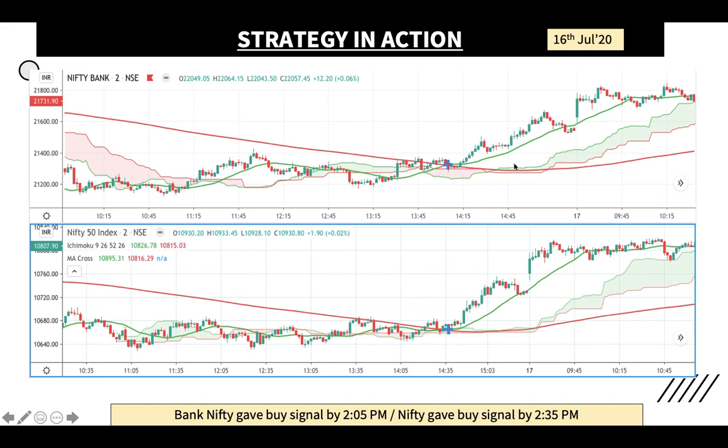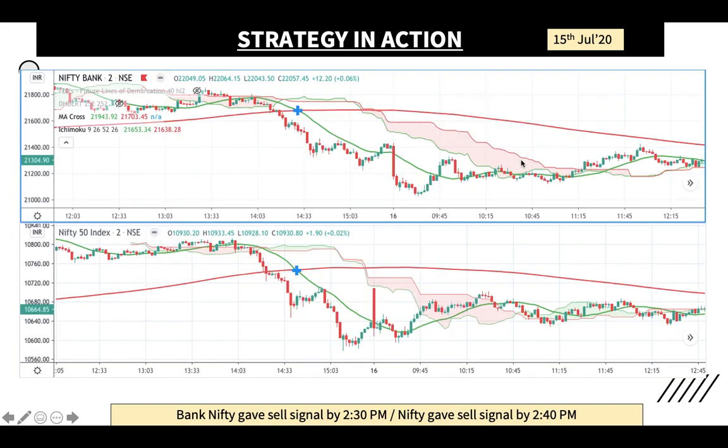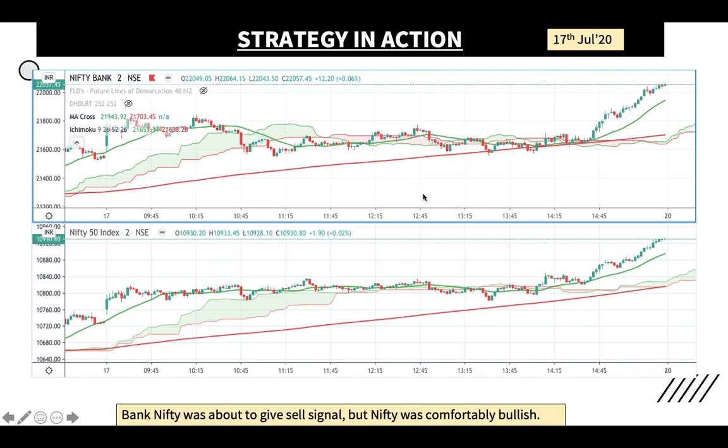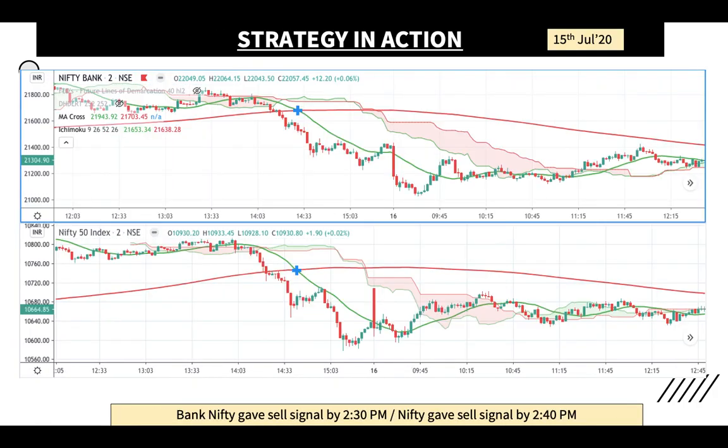See what happened. You just check the price. Just see the price movement you got in the 16 July call option. Next, on 15 July, when you got a sell signal around 2:30 to 2:40, both got a sell signal at the same time, Nifty and Bank Nifty, buying put options. See the movement you got in the spot, and the appreciation in the put prices, unimaginable.